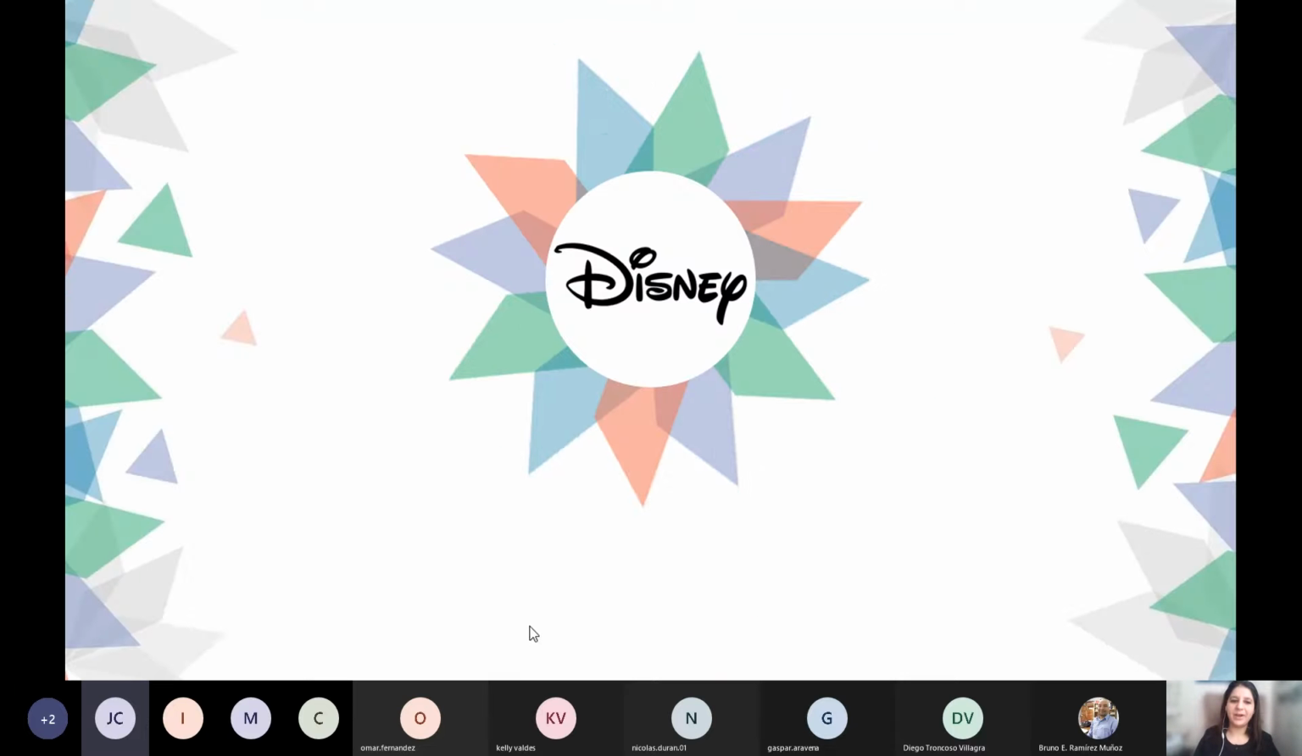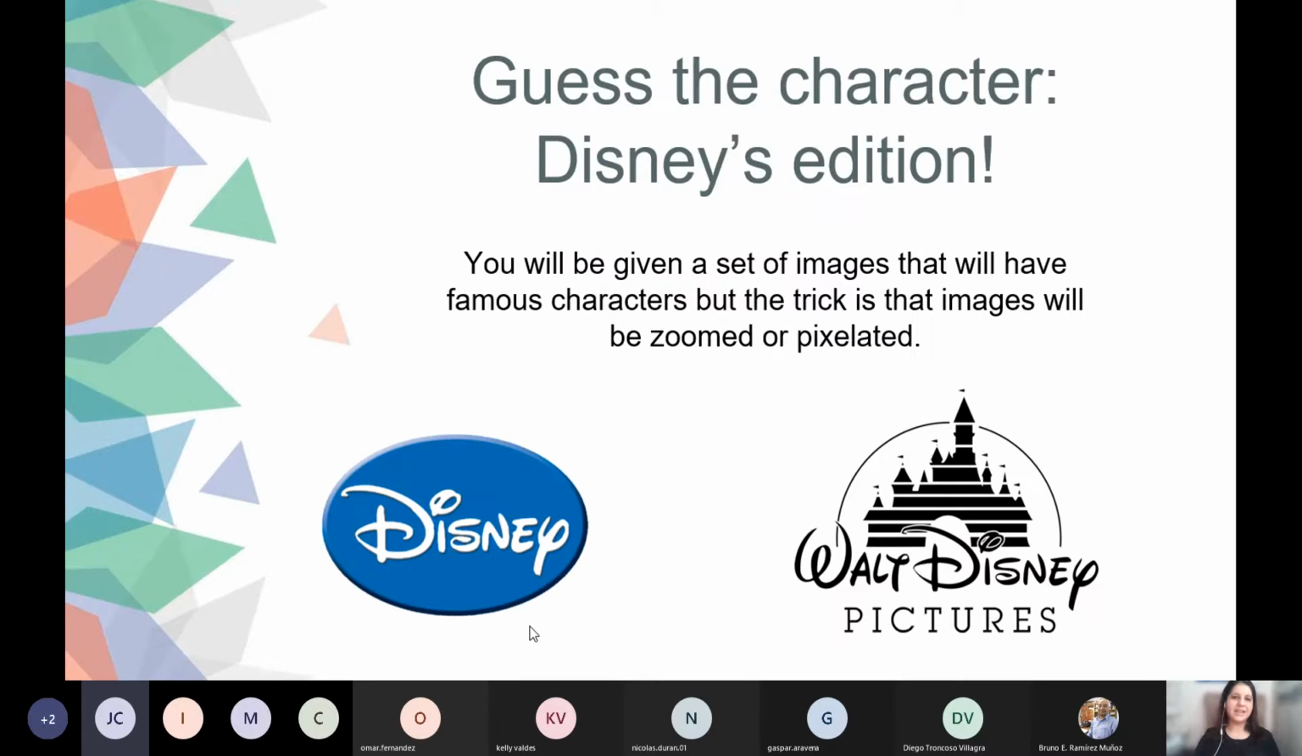And I don't know about you, but I grew up watching Disney movies. So the first activity is related to Disney, which is this very big franchise that has provided a lot of content over the years. So this is, I guess, the character Disney edition. And you will be given a set of images that will have famous characters, but the trick is that the images will be zoomed or they are going to be pixeled. So it's not going to be that easy in some cases to identify which character it is. So this is the first one.